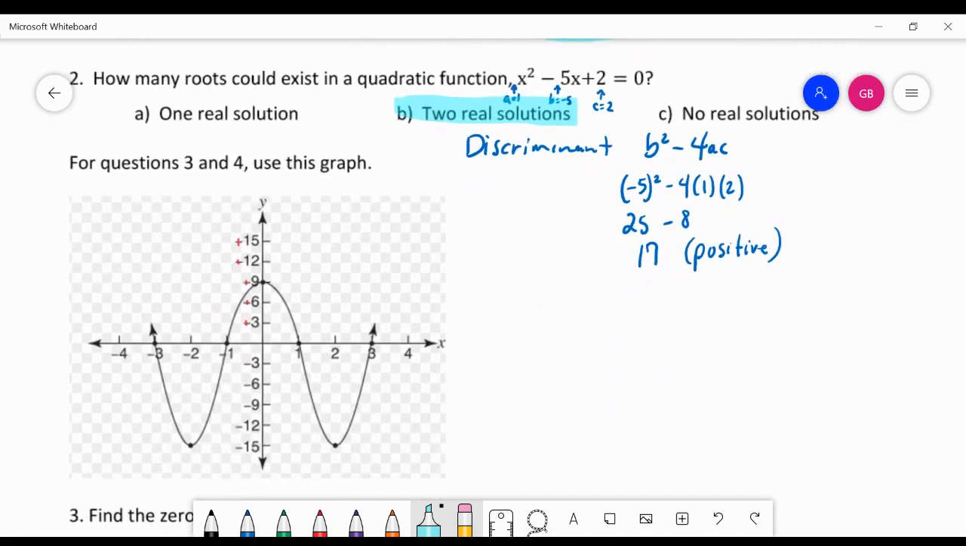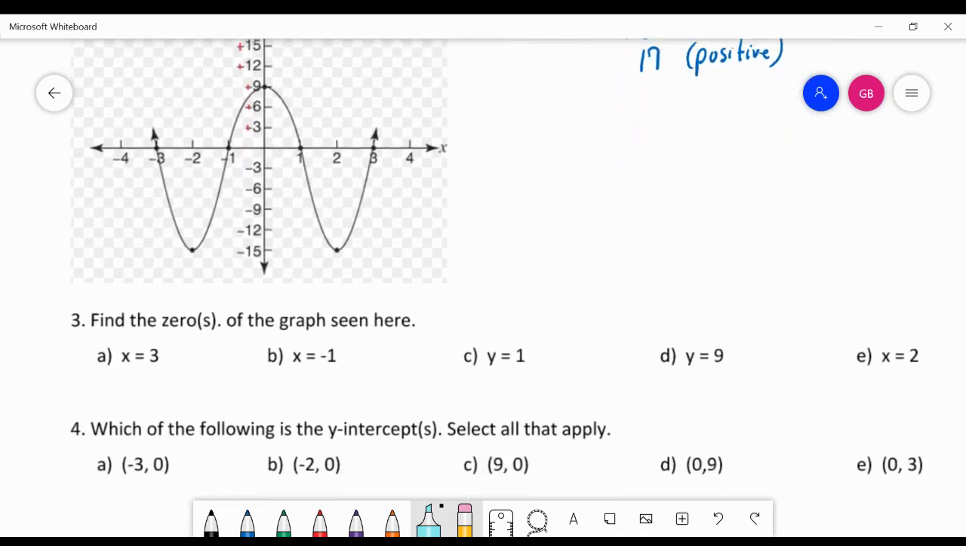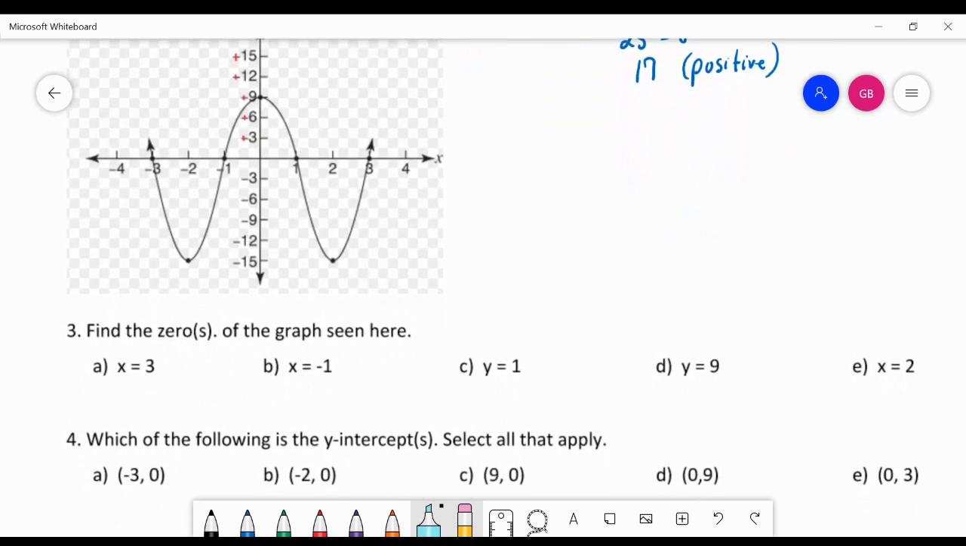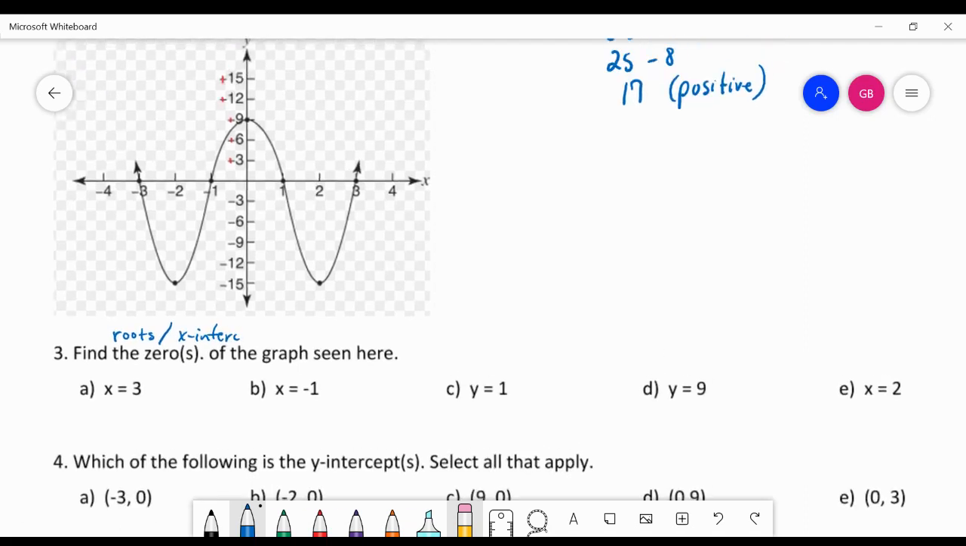All right, for 3 and 4, we're going to use this graph here. First, we're going to find the zeros. Another word for zeros could be roots or x-intercepts. All of these mean the same thing. So where it crosses the x-axis, we can see that it crosses at -3, -1, 1, and 3.